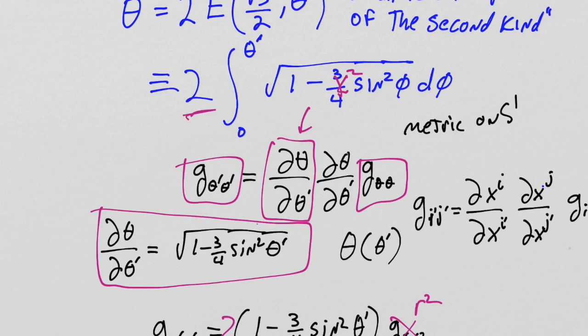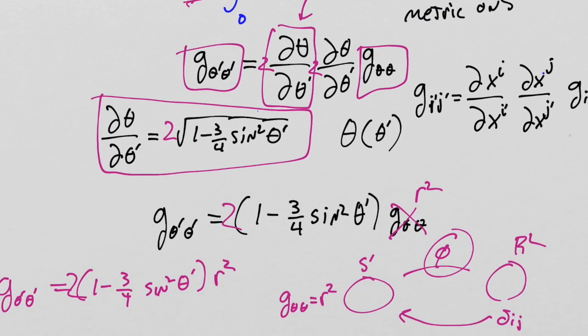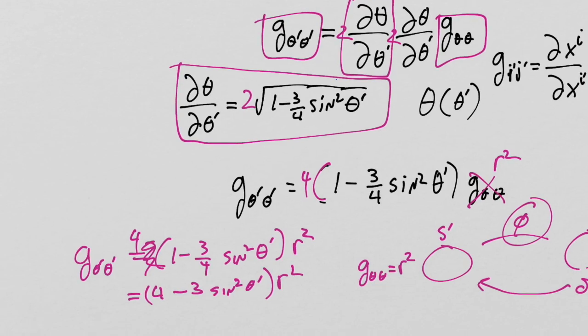If it always has a factor of 2 in front of it, that means I should have 1 from that, 1 from that. So this should be a 2 there, and then this should actually be a 4, and then this should be a 4. So that should end up with 4 minus 3 sine squared theta prime r squared. So 4 minus 3 sine squared theta prime.